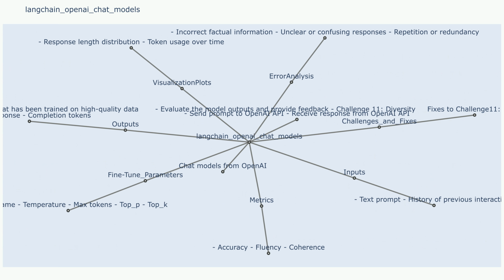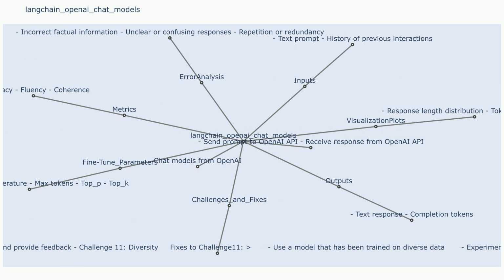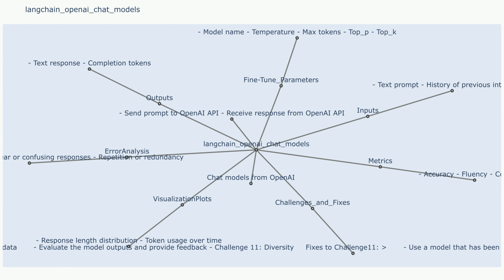Steps. Step 1. Prompt construction. You craft a prompt that effectively communicates the desired task to the LLM. This requires understanding the model's capabilities and limitations. Step 2. Model selection. Choose the appropriate OpenAI LLM from LangChain's library based on your task requirements. Different models specialize in different areas, e.g., text generation, translation, code completion.